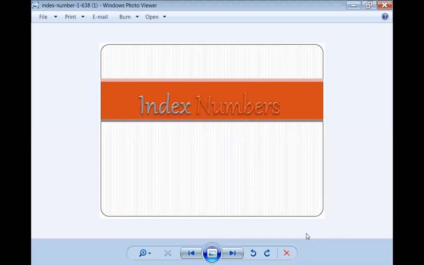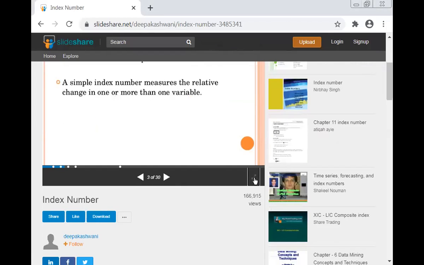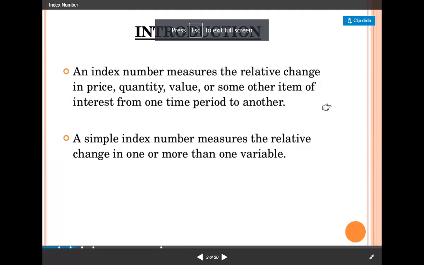So next topic, index numbers. Introduction of index numbers. An index number measures the relative change in price, quantity, value, or some other items of interest from one time period to another.